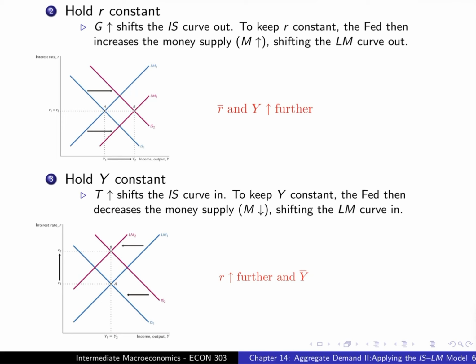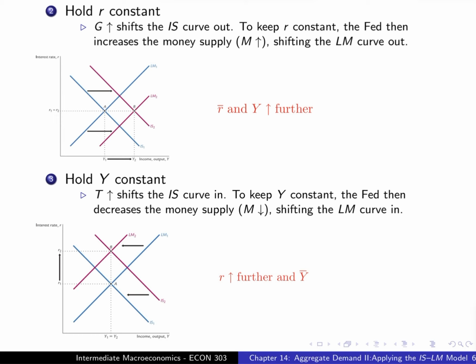Case 2. Hold R constant. If the Fed wants to keep the interest rate fixed while government spending increases, the IS curve shifts to the right. To keep the interest rate R constant, the Fed increases the money supply, which shifts the LM curve to the right. As a result, the interest rate R remains unchanged, while output Y increases further.